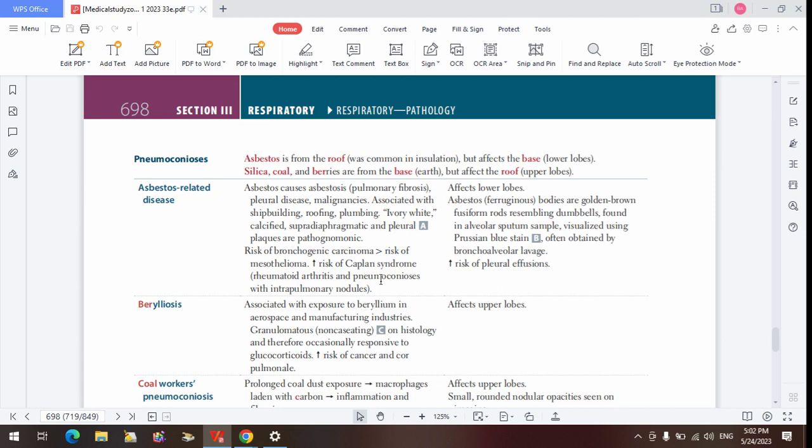There's something we call Kaplan syndrome. Almost all of them can cause Kaplan syndrome. Kaplan syndrome is just talking about rheumatoid arthritis with pneumoconiosis. So you find features of rheumatoid arthritis in an individual, and you're also seeing features of pneumoconiosis in that individual. Those pneumoconiosis actually appear as intrapulmonary nodules. So if you do your CT, you see those intrapulmonary nodules. You know that, okay, this is likely to be Kaplan syndrome. So those two things are coming together in an individual, Kaplan syndrome.